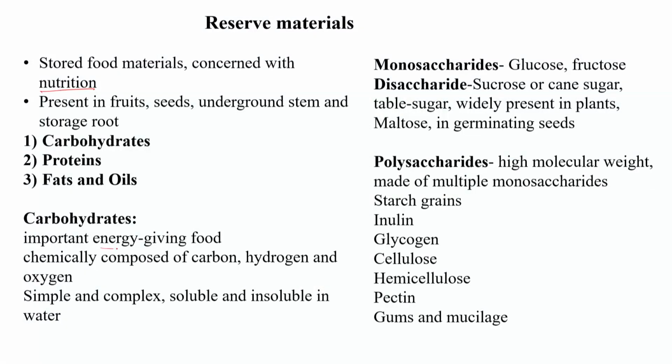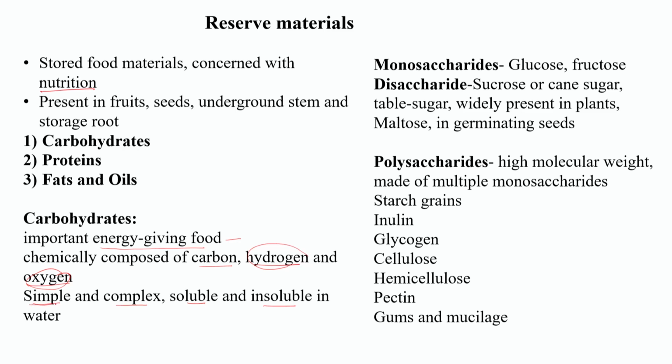Now carbohydrates, we all know that they are energy giving food. They are synthesized during photosynthesis, in which we know that the light energy is converted into chemical energy, and they are stored in the form of carbohydrates. The chemical composition of carbohydrate is carbon, hydrogen and oxygen, and the ratio of hydrogen and oxygen is similar to that which is present in water molecule, that is double the hydrogen as compared to oxygen. Now these carbohydrates could be simple molecules or they could be complex. They could be soluble or insoluble depending on the nature of that compound.